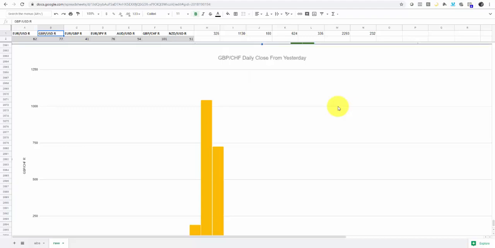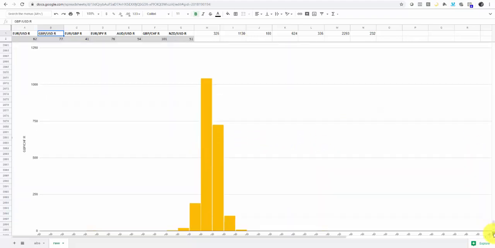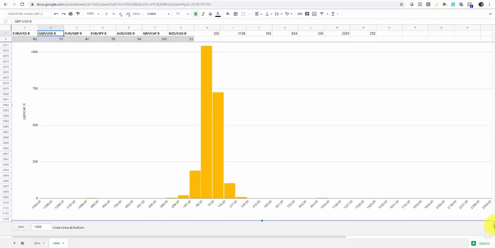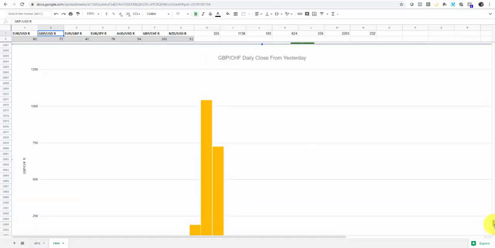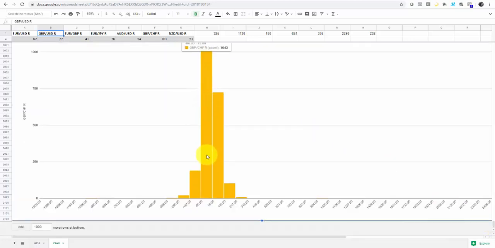Hey, it's Walter here, and what you're looking at is the pound Swiss daily close from yesterday. It answers the question: how far did the market go today compared to yesterday's close? I've got over 2,100 data points here, and all I've done is spread them out on this histogram based on the standard deviation. It turns out that for the pound Swiss, the standard deviation is about 101 pips, which is right here.